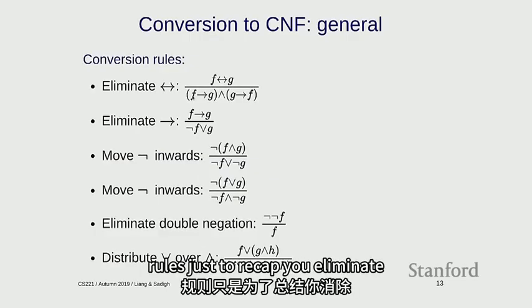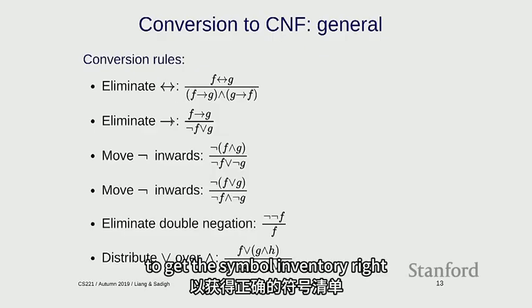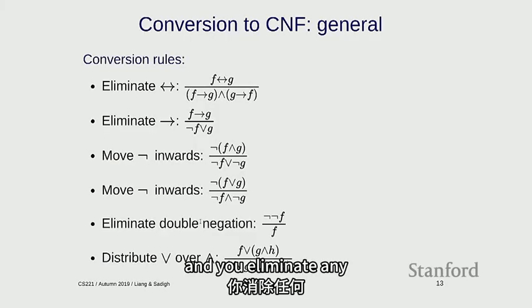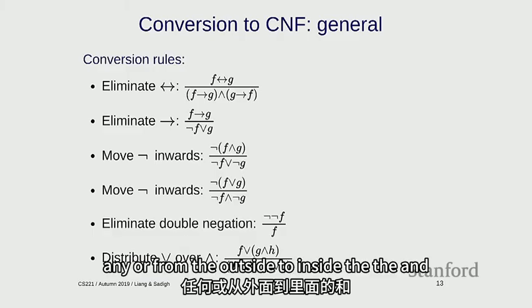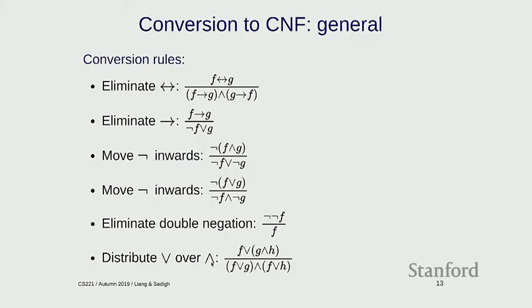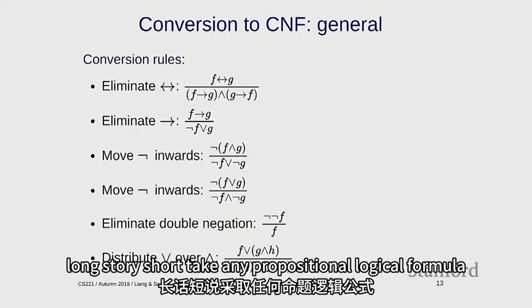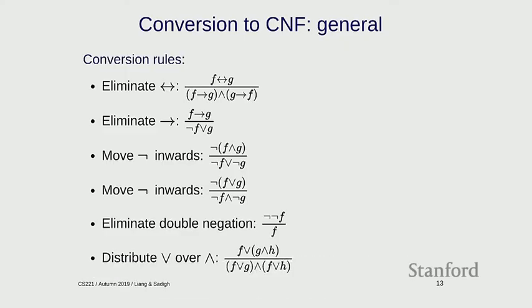This is a general set of rules. Just to recap, you eliminate bidirectional implication to get the symbol inventory right. And then you move negation all the way to the inside, and you eliminate any spurious negation that you don't need. And then you move any or from the outside to inside the and. Okay? So, long story short, take any propositional logical formula, you can make it a CNF formula. So without loss of generality, we're just going to assume we have CNF formulas.